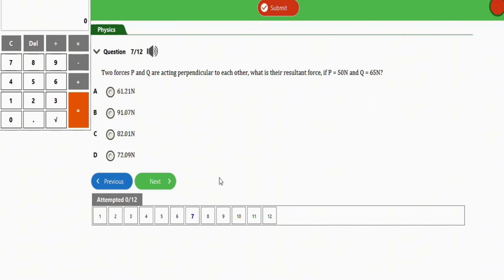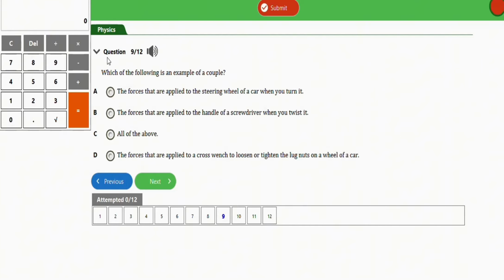So guys, the next repeated question will be this question. It says, which of the following is an example of a couple? We have the forces that are applied to the steering wheel of a car when you turn it, the forces that apply to the handle of a screwdriver when you twist it, all of the above, and the forces that are applied to a cross wrench to loosen or tighten the lug nuts on a wheel of a car. The correct option is option C, all of the above.